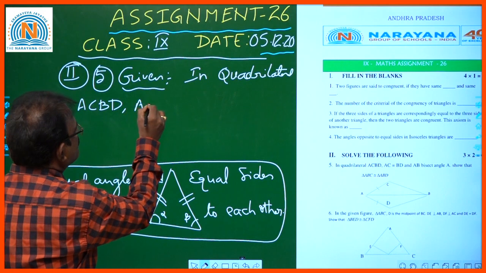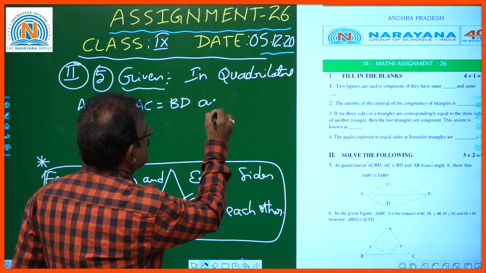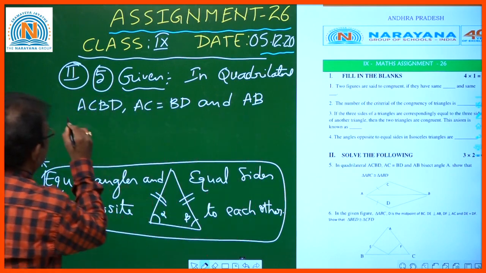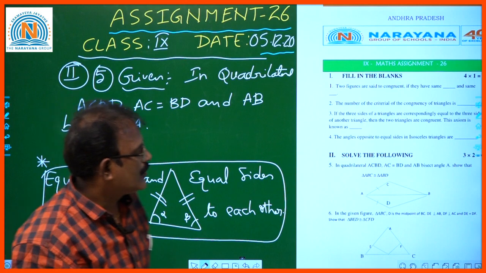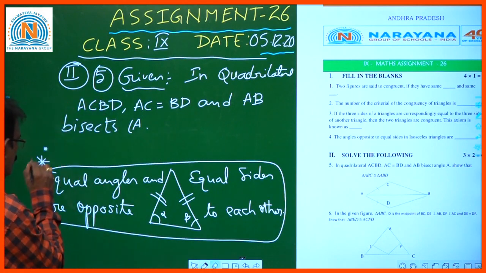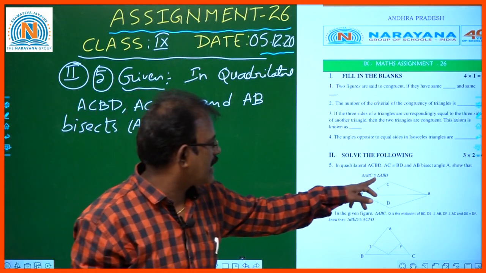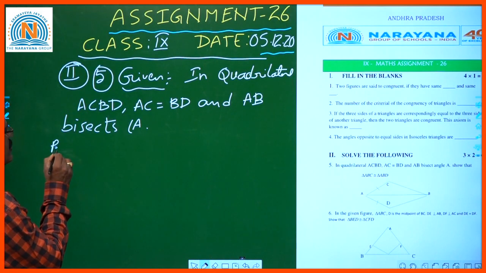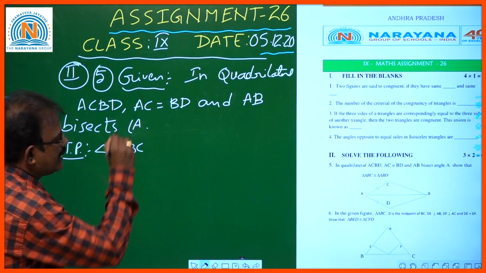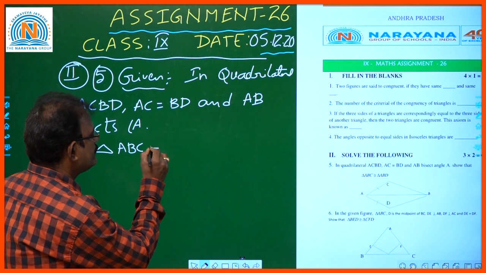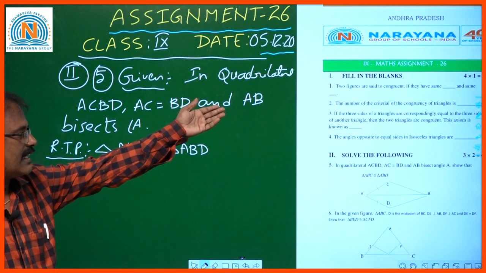AC is equal to BD, and AB bisects angle A. Then show that triangle ABC is congruent to triangle ABD. We need to prove triangle ABC is congruent to triangle ABD. Okay, first of all, draw the diagram.